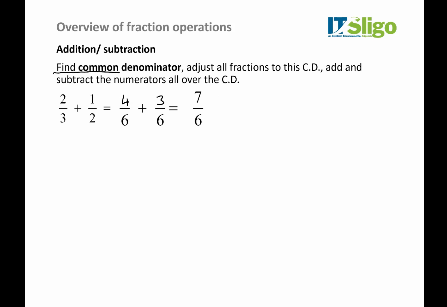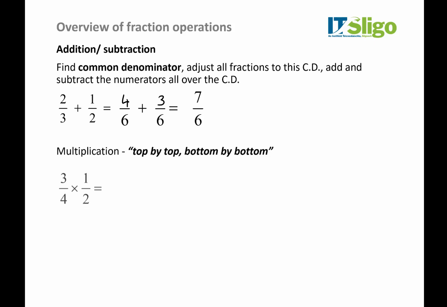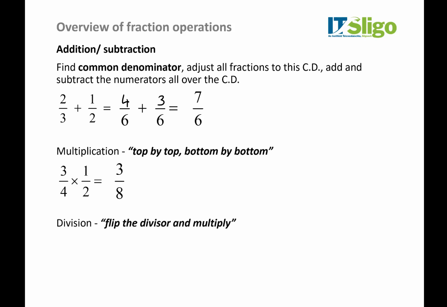So find your common denominator. That was the 6. Adjust the fractions. That's what we did there. And then we add and subtract the numerators, but the denominator always stays the same. I'll just write those back in again. So that was addition and subtraction. Multiplication, remember, top by top, bottom by bottom. So 3 by 1 on the top, 4 by 2 on the bottom. Division, flip the divisor and multiply.